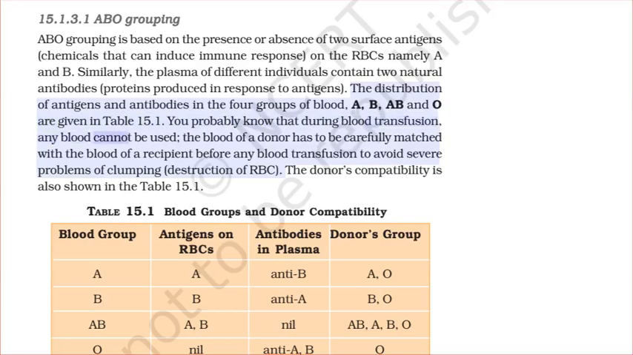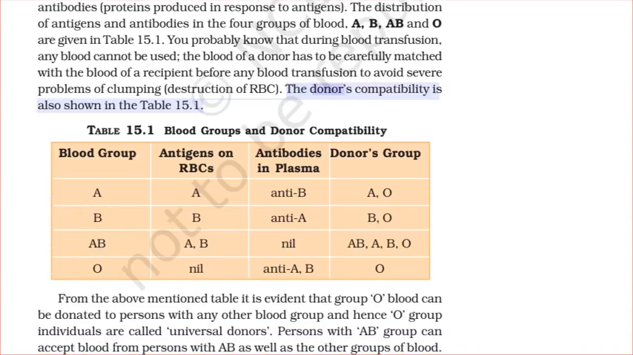You probably know that during blood transfusion, any blood cannot be used. The blood of a donor has to be carefully matched with the blood of a recipient before any blood transfusion to avoid severe problems of clumping, destruction of RBC. The donor's compatibility is also shown in the table.